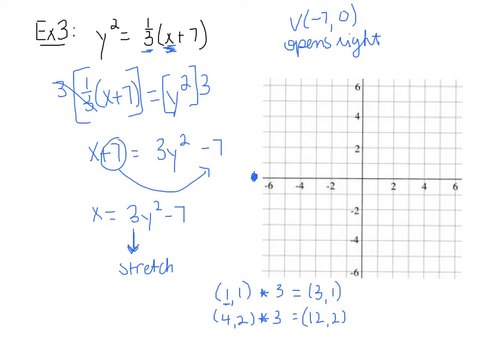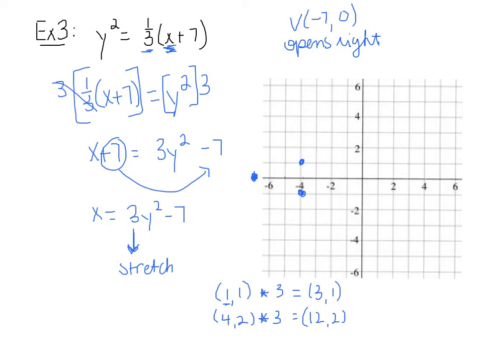Now remember, that's coming from the vertex. So we're going to move out 3 from the vertex. So 1, 2, 3, and up 1, and then there's the point. Now it's going to have a symmetrical point, which would be over here.